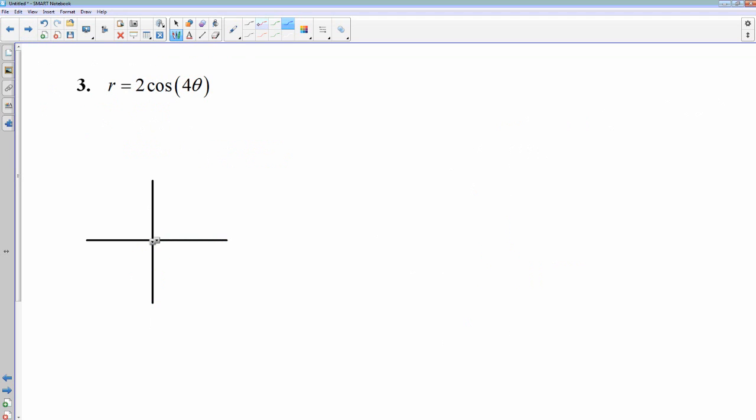There's one more cosine one I wanted to do. This one, how many petals? Let's see, 4 times theta, but 4 is even, so we're going to double that. We're going to have 8 petals. If you have 8 petals, 360 divided by 8 is 45 degrees. So we're going to have 8 petals, 45 degrees apart, and they're each going to be 2 units long.